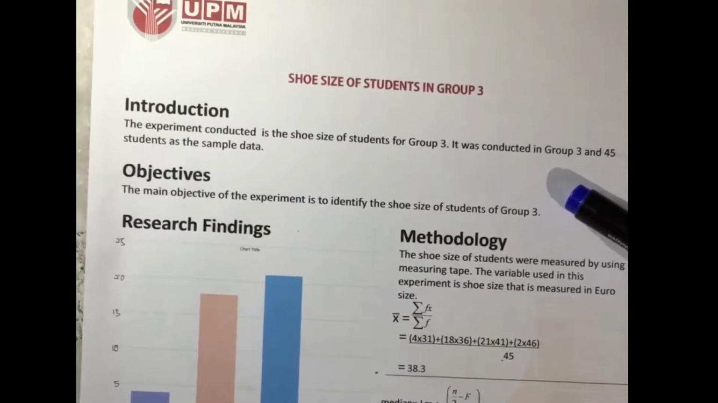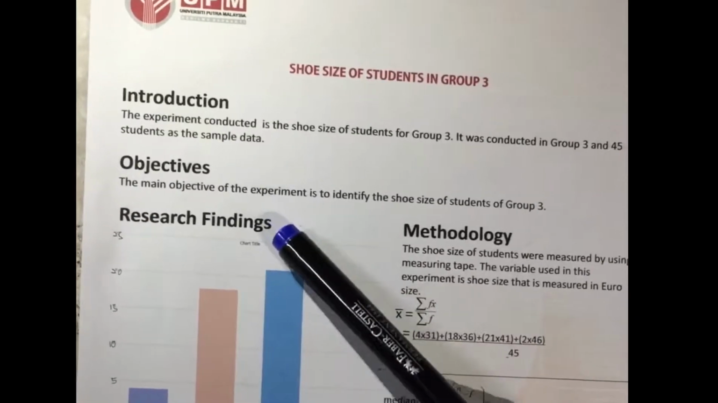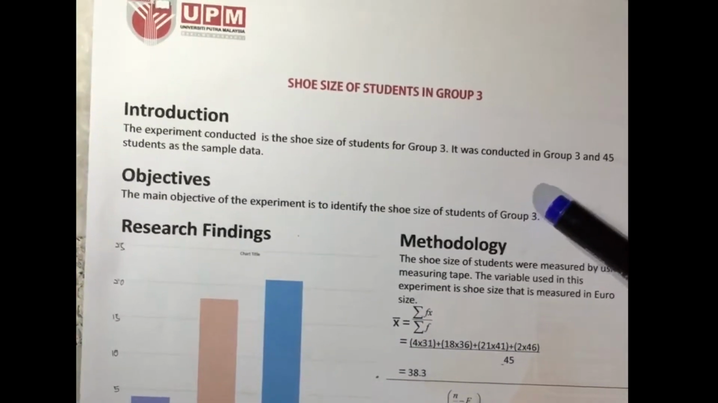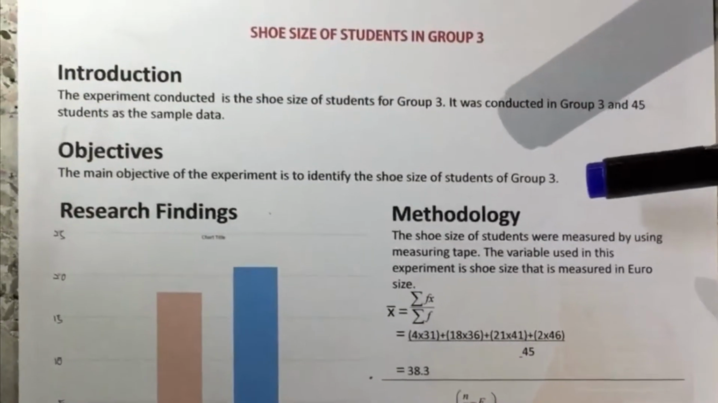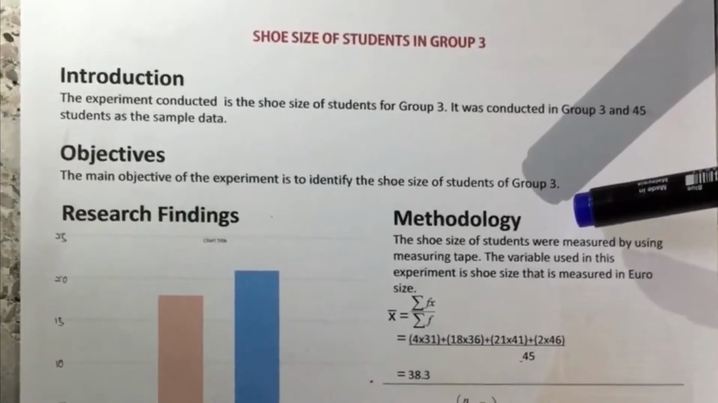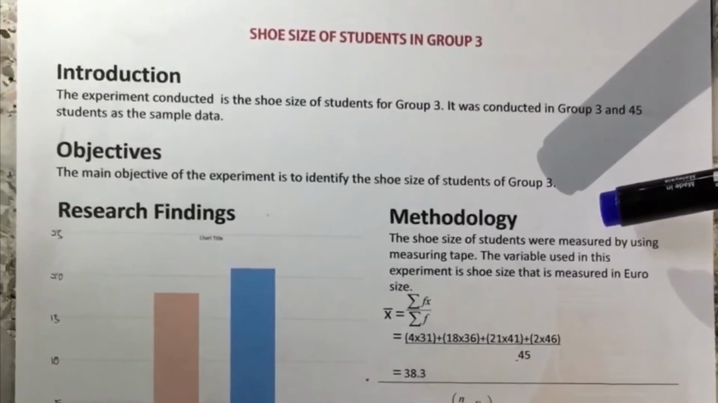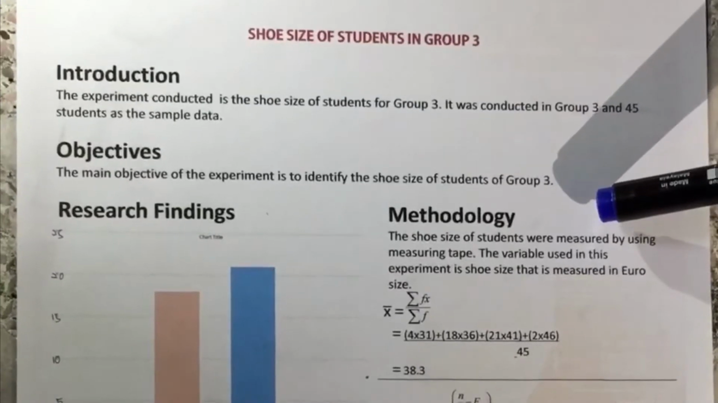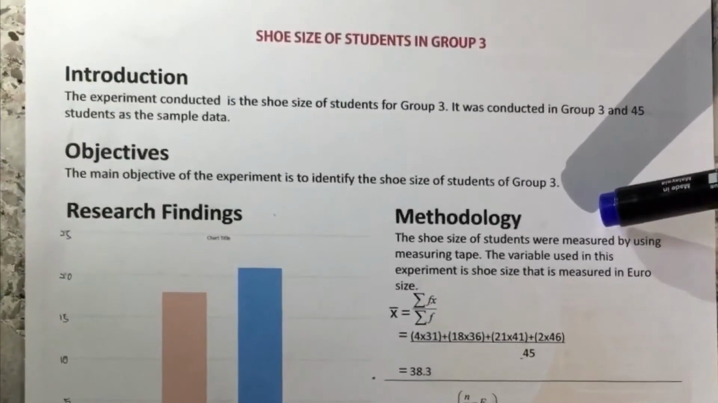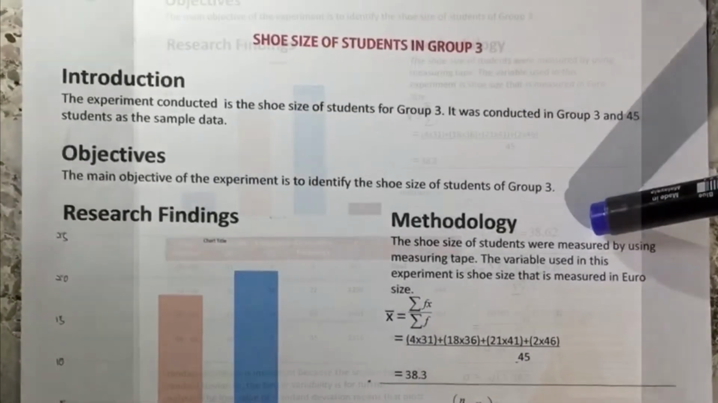We proceed with the objectives. The main objective of the experiment is to identify the shoe size of the students of group 3. Okay, so the methodology for this experiment is by measuring the shoe size of students in group 3 by using measuring tape. The variable used in this experiment is shoe size that is measured in Euro size.